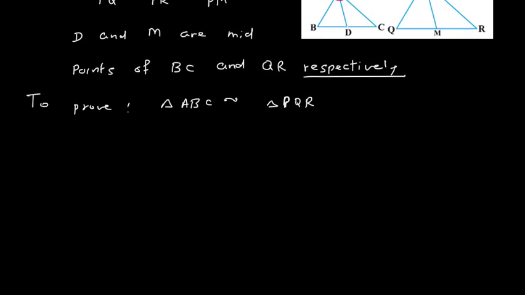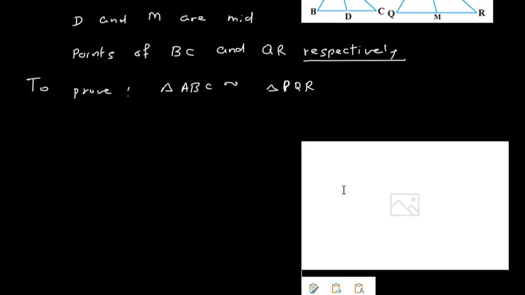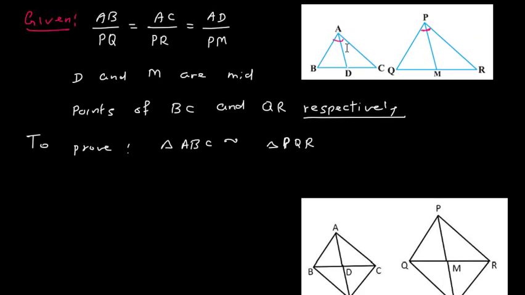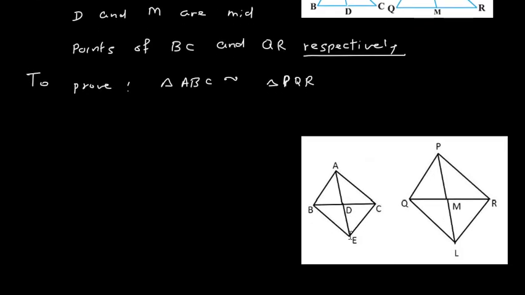So let us do one construction. Here I will extend this AD up to point E such that AD is equal to DE. Okay, this is my construction. What construction have I done? I extended this AD up to point E such that AD and DE are equal, and similarly here I extended this PM up to point L such that PM is equal to ML.